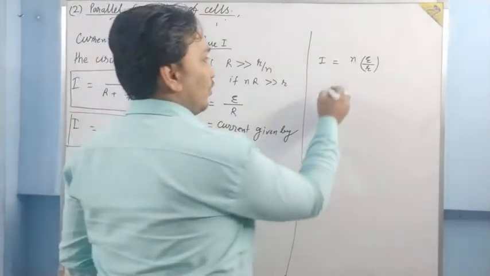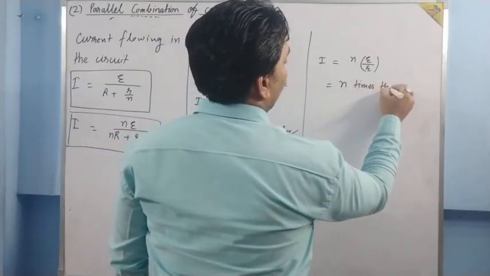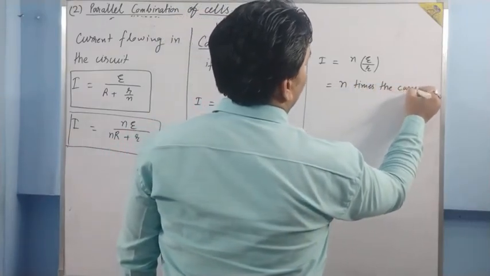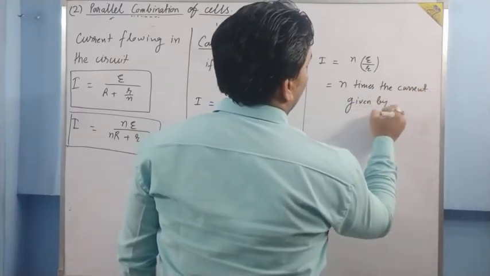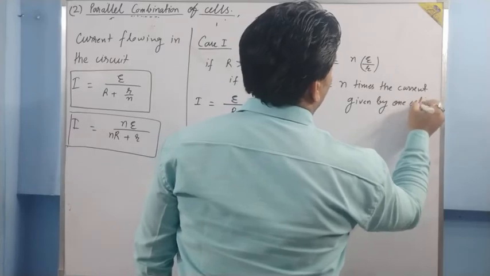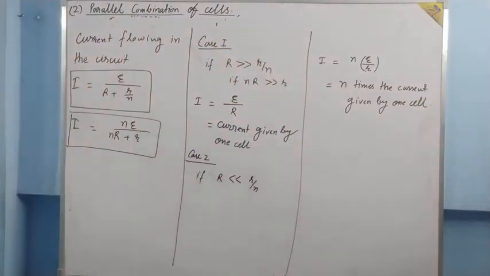What we are supposed to write? It is n times the current given by one cell. Okay, n times the current given by one cell. Is it clear?